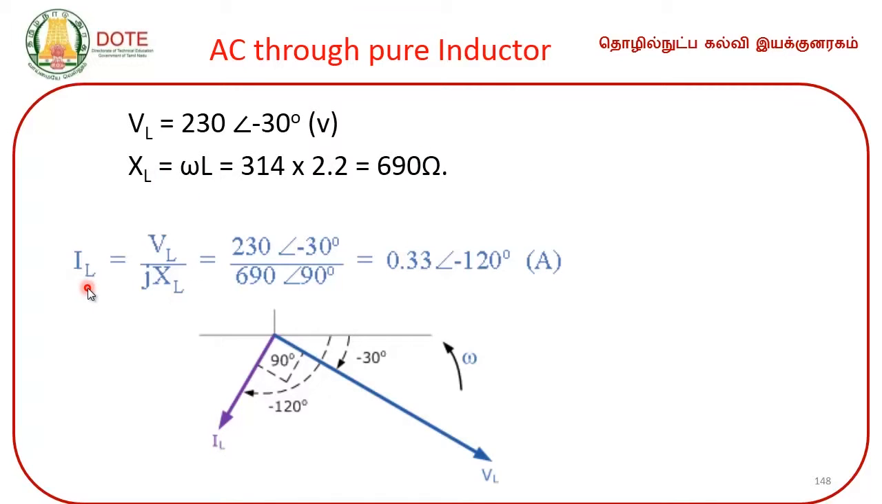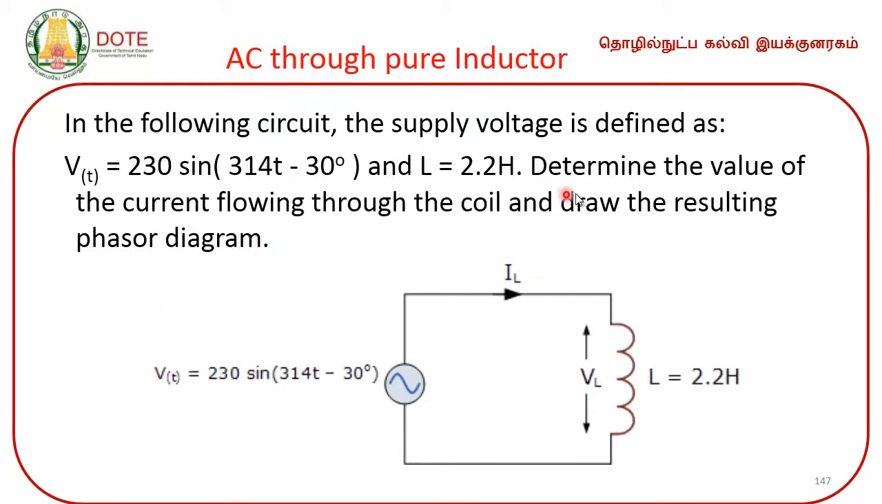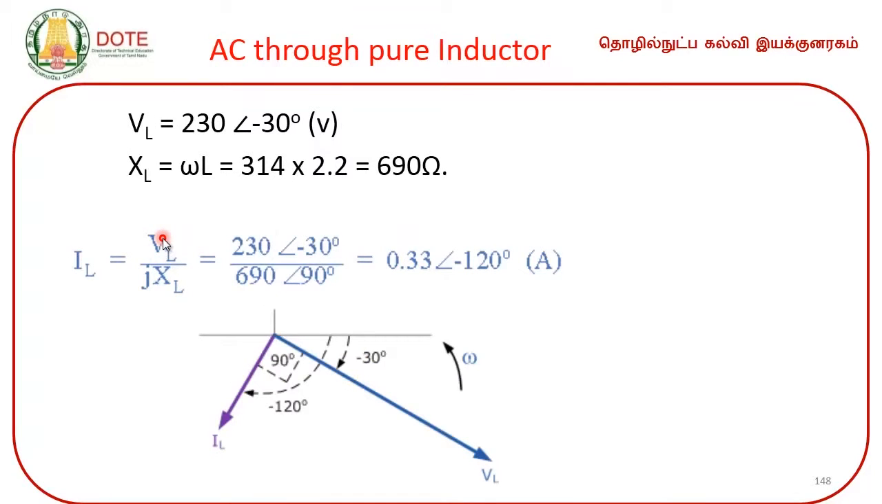So what is IL? What is our question? Find the current, determine the value of current flowing through the coil. That is IL equal to voltage drop, according to Ohm's law, V by R, that is the voltage drop across the inductor divided by the impedance, right? So 230 phase angle minus 30 degree divided by 690 ohm phase angle 90 degree. You get the answer: magnitude is 0.33, 230 by 690, angle is minus 30 degree, and when it comes up, minus 90 degree. So minus 30 degree minus 90 degree you get minus 120 degree.